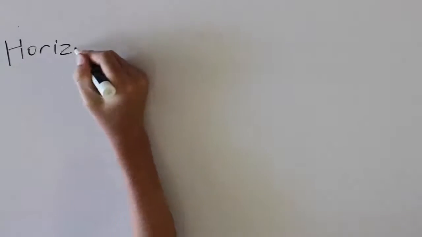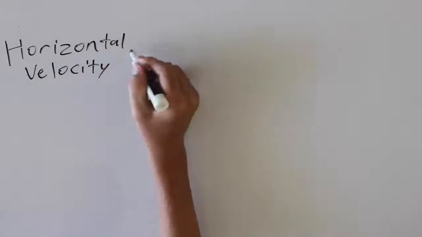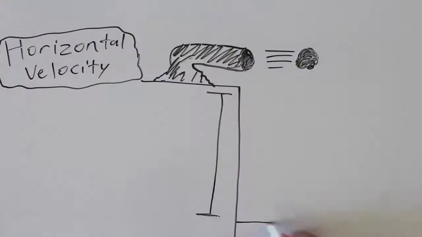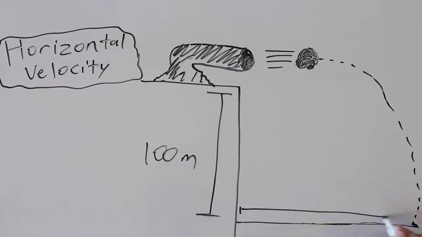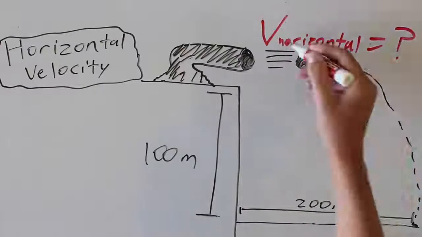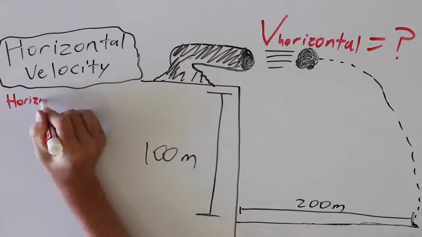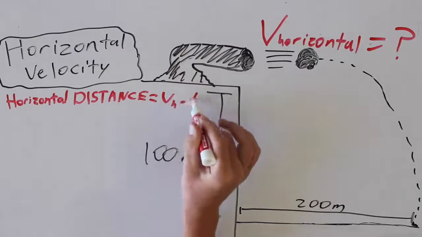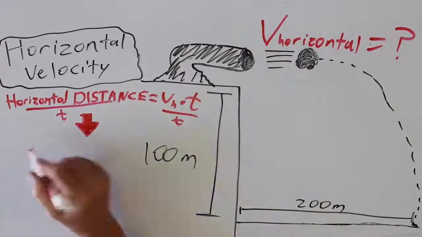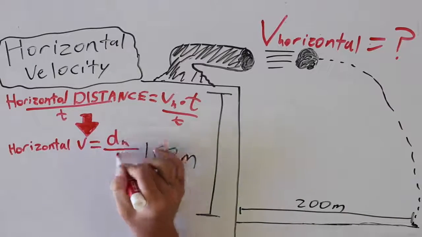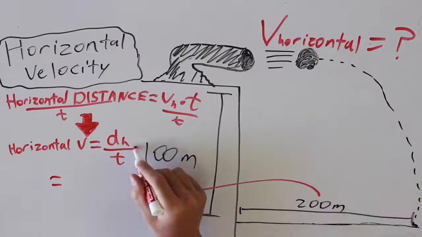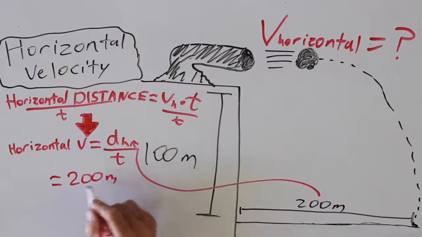Now let's move on to solving for horizontal velocity with a new problem. If a cannonball is fired off the top of a 100-meter cliff and landed 200 meters away from the base, how fast was it fired? We know that the equation for horizontal distance is horizontal velocity times time. So if we divide the horizontal distance by the time, we can solve for velocity. Now, since we know the horizontal distance, 200 meters, all we need to do is find the time it took for the ball to hit the ground.